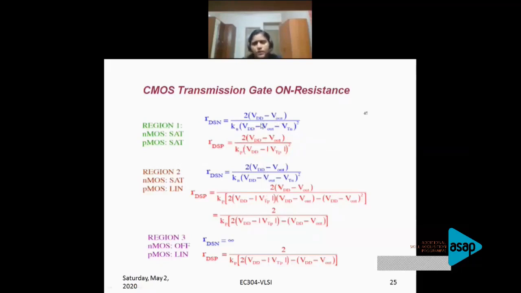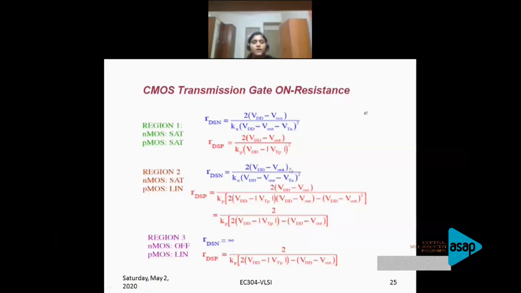Now you need not worry about looking at this big equation, because this equation you have already derived. What you just need to do is substitute the value of ID for saturation, ID for cutoff, ID for saturation, and ID for linear. For cutoff there is no ID, right? So if you just simply substitute, you will get these equations. Okay, so these equations are there. It is left to you to just read what these equations are.